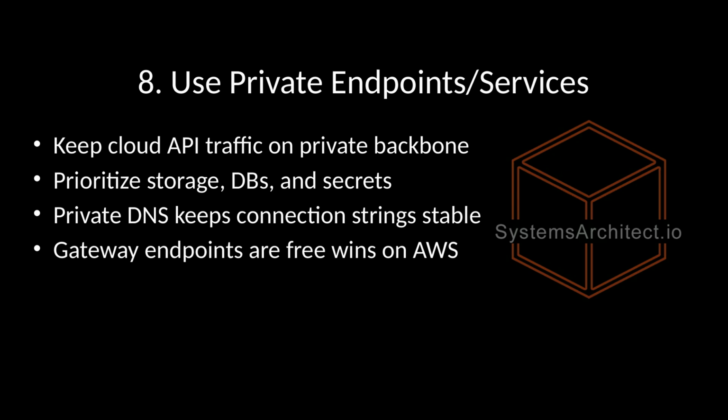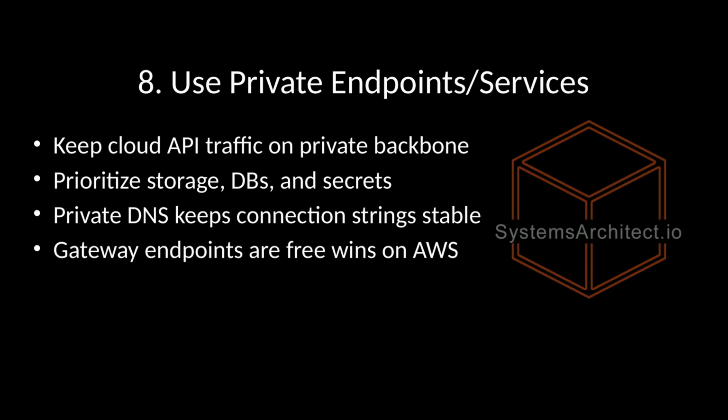Eighth, use private endpoints and private services for cloud APIs and data planes. Why prefer private paths? Internet paths to storage, databases, and secret managers add latency, interception risk, and routing exposure. Private paths stay on the provider backbone and help compliance for data in transit. Prioritize storage, databases, and secret managers first. On AWS, free gateway endpoints for S3 and DynamoDB are easy wins. Resolve public host names to private IPs with private DNS so apps need no code change.